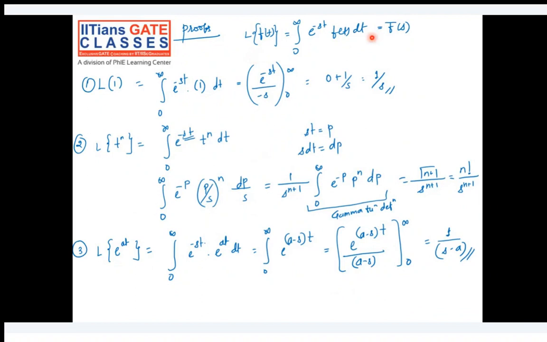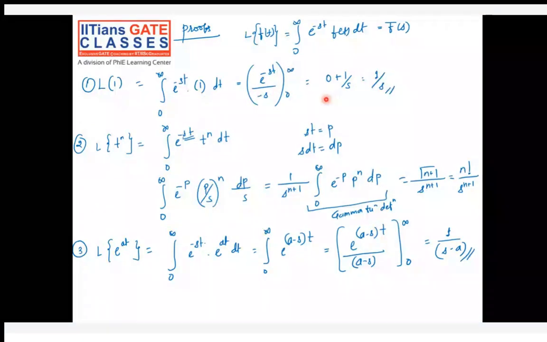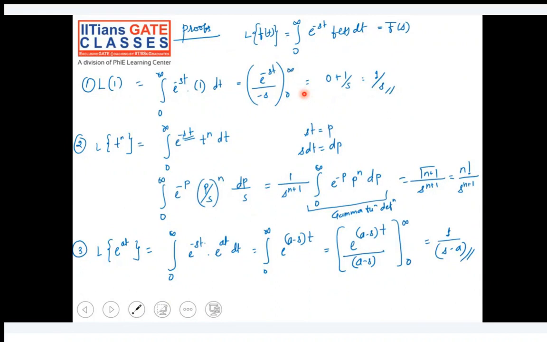For example, f of t is 1. Laplace transform of 1 will be integration 0 to infinity e to the power minus st into 1 dt. Integration of e to the power minus st is e to the power minus st divided by minus s. Then we put the limits 0 to infinity, and if you put the limit, you will get 1 upon s. So basically Laplace transform of 1 is 1 upon s, because we have solved this, and this is one of the standard results we should know.